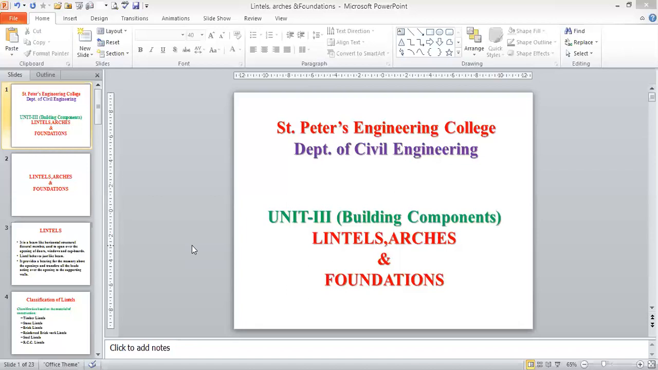So we can go for different types of lintels, depending upon the loading conditions that have to be shared by the lintel beam. Based on that, we go for the various types of lintels.